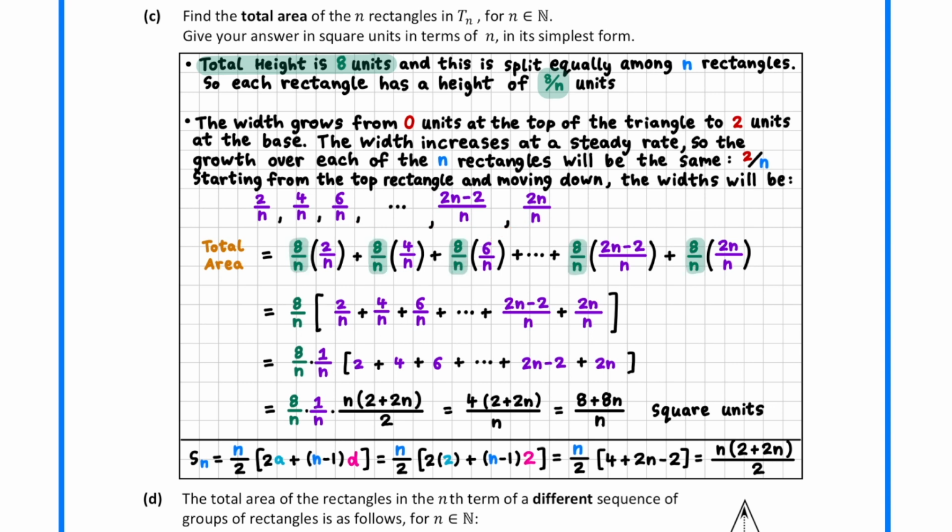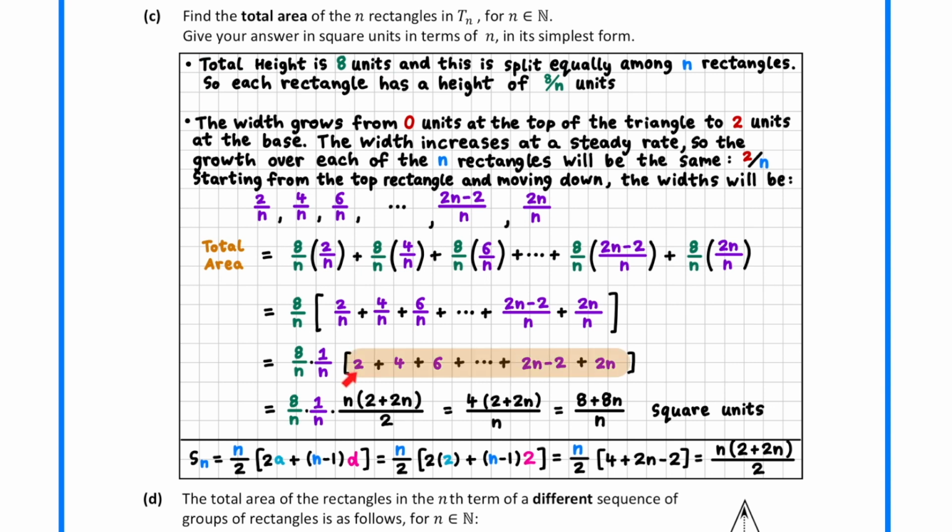Multiplying each of the rectangle widths by the common rectangle height, 8/n, gives us the areas of the rectangles. Adding these together gives us the total area. From here, we can factor out the common 8/n, and then factor out another 1/n.